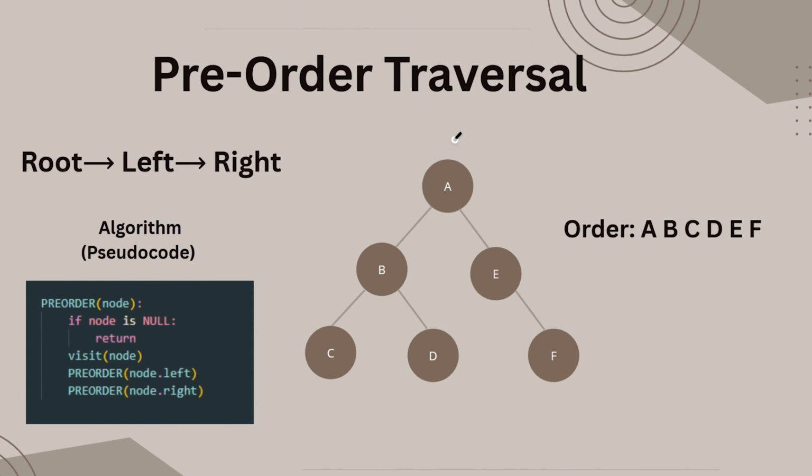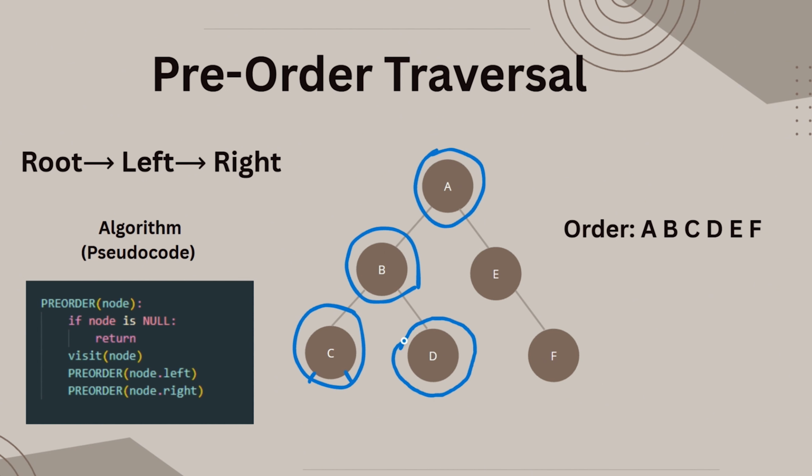The root node of this tree is A. So first we have A and then we go left. So we have B, and B is the root here as well of C and D. So we have B, and then we go left again and we have C, and C has no other left or right child nodes. So we have C, and then root, left, and then we go right. So we have D.